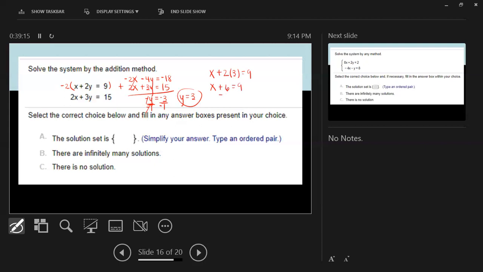So now we're going to do the inverse to move that 6 by subtracting. So x is equal to, and when you do 9 subtract 6, you get positive 3. So x is positive 3. So here the answer choice is A. That's the correct answer. I'll put my parentheses inside my braces, and that will be 3, comma 3. Close parentheses. And that's how you would do an item similar to this one.